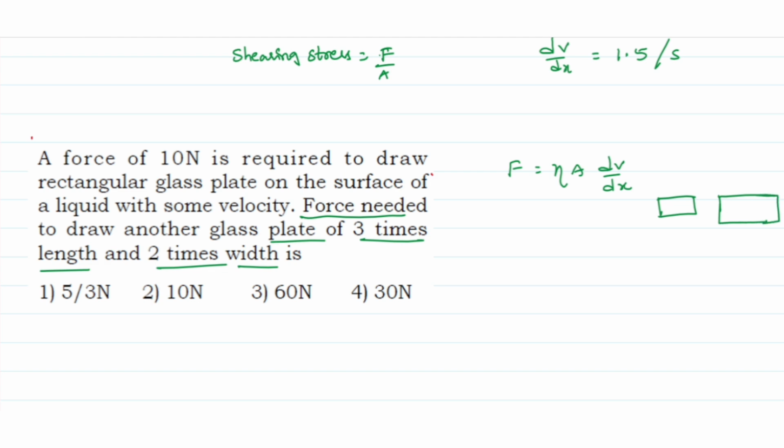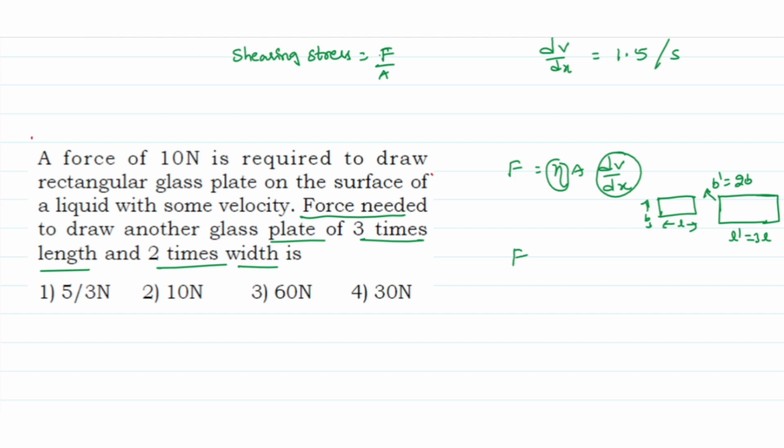So here the new length is given as L dash equals 3L, and the breadth is B dash equals 2 times the initial breadth. The initial length you can take as L, and the initial breadth as B. According to the viscous force acting on a body, the formula is F equals eta into A into dV by dx. They are not talking about the other factors, so you can take eta and the rest as constant.